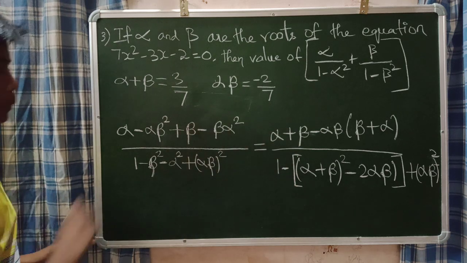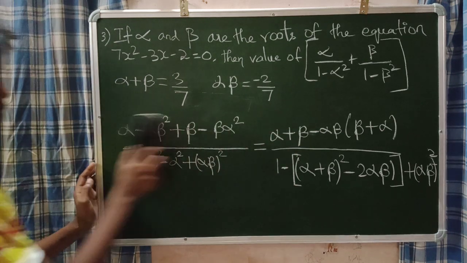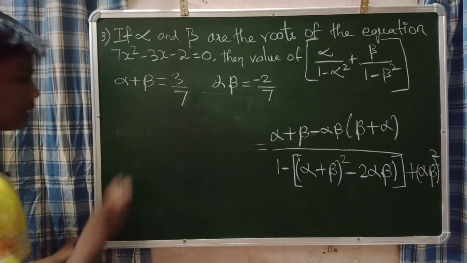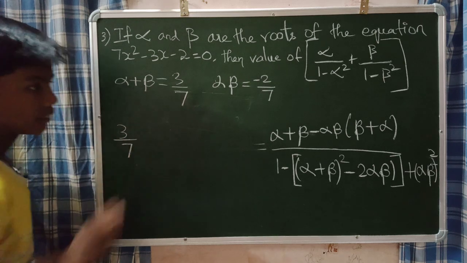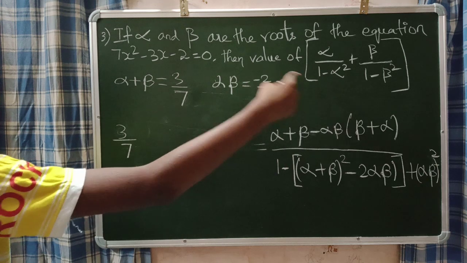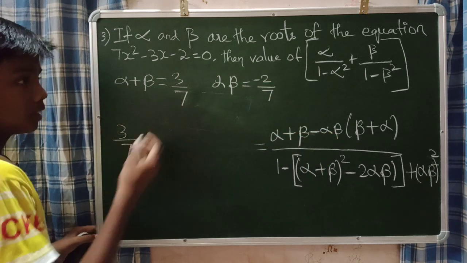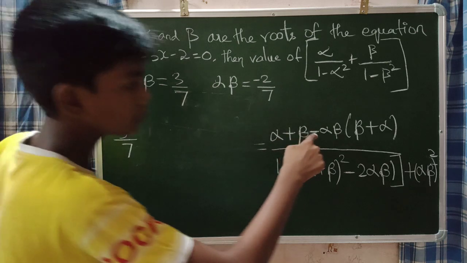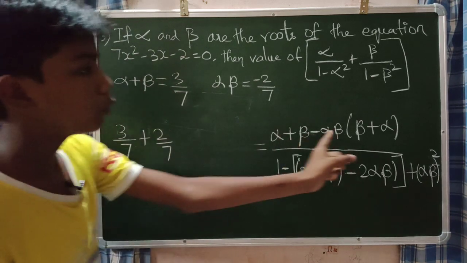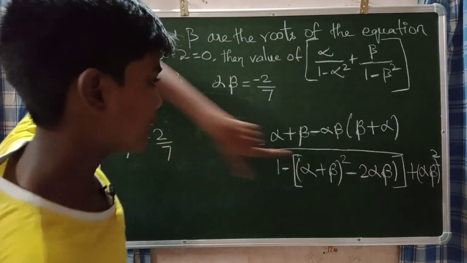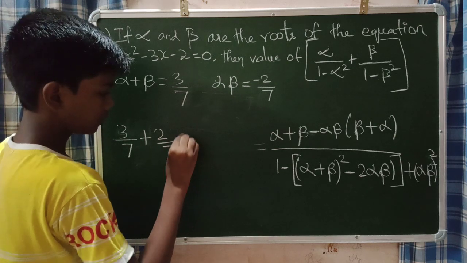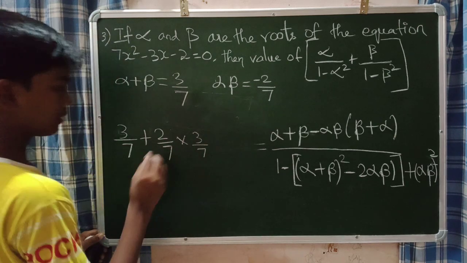So alpha plus beta is what, guys? I will rub this, okay? We should simplify now. Alpha plus beta is what? That is 3 by 7. Minus alpha beta. Alpha beta is minus 2 by 7, so minus alpha beta means plus 2 by 7, into beta plus alpha. Beta plus alpha means alpha plus beta, that is 3 by 7, into 3 by 7.